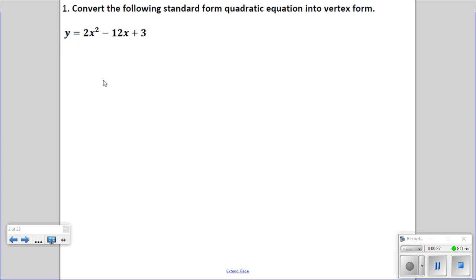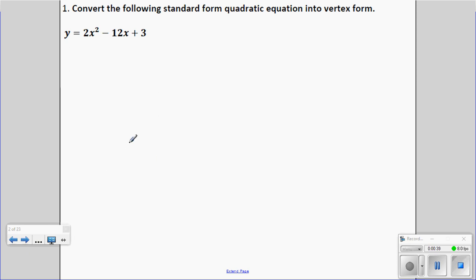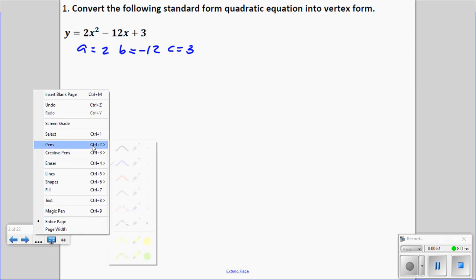Number 1 wants us to convert the following standard form equation into vertex form. So let's find the vertex. Since it's in standard form, we know that A is 2, B is negative 12, and C is 3. So we already have A. Again, we need to find our vertex.